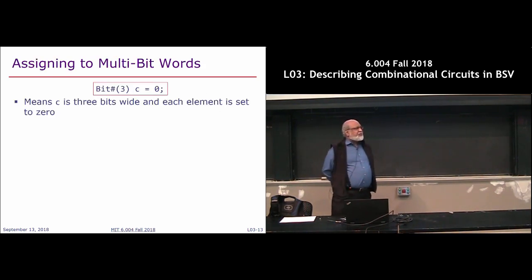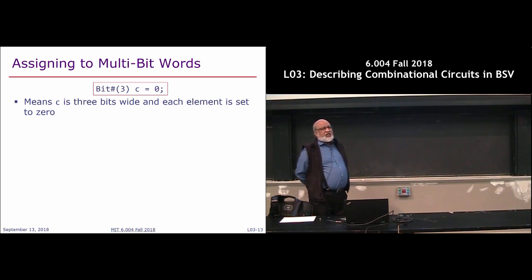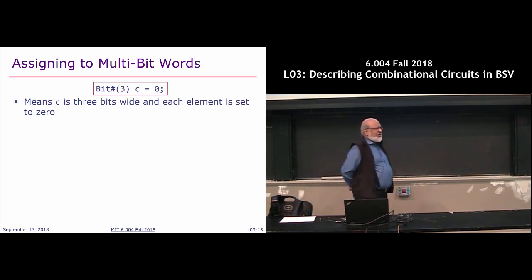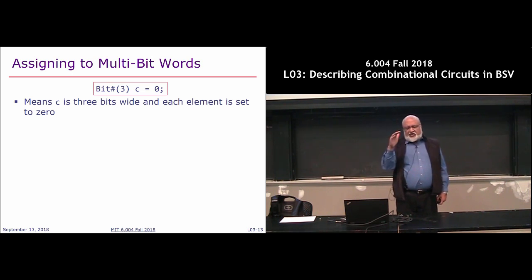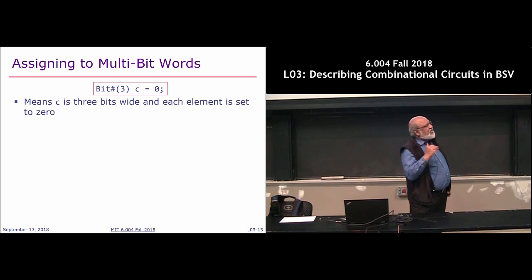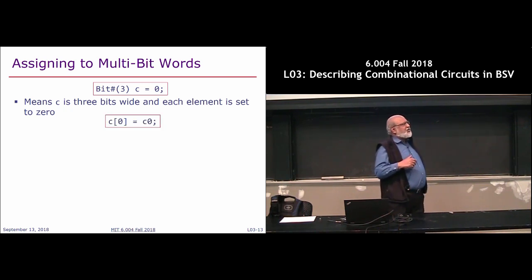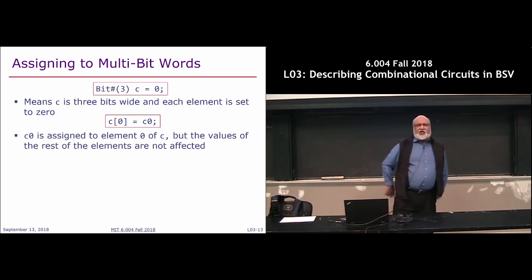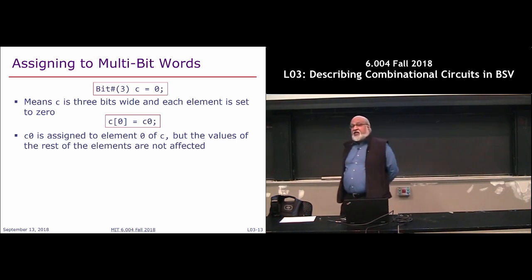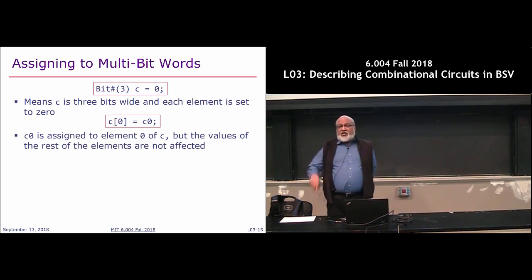Function composition. Okay, this thing sometimes confuses people, that we are taking something C, which was 3 bits, and now I'm updating it. So I'm saying C is 3 bits wide, each element is set to 0. When I write C0 equals 0, this is what you have to remember: C0 has been assigned to the 0th element of C, but the values of the rest of the elements are unaffected. You're only changing 1 bit of C.